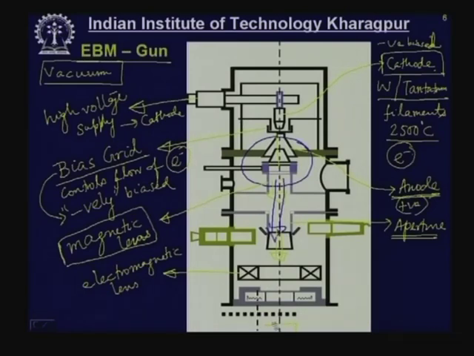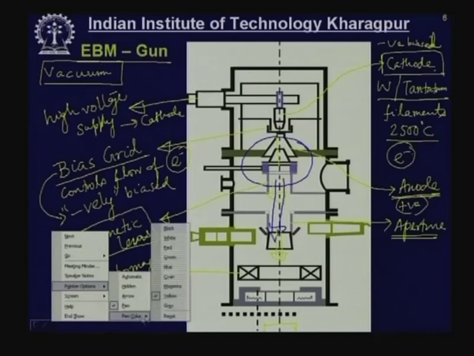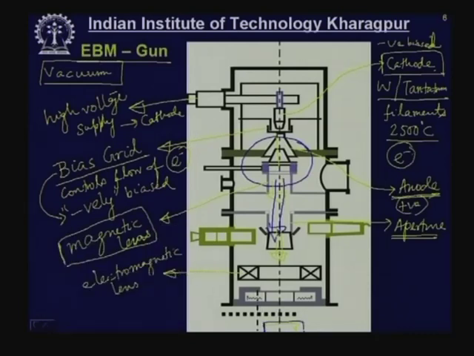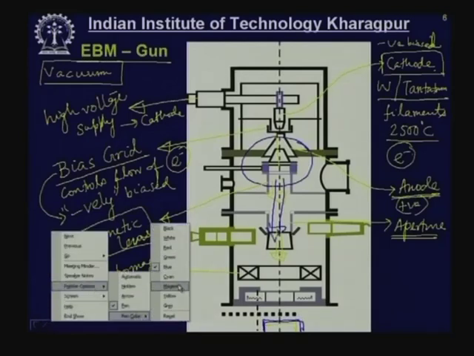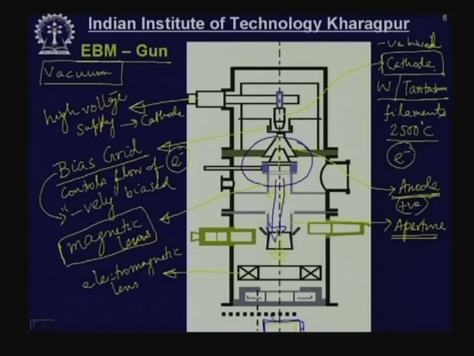Your workpiece would be somewhere here, which we will be explaining once again in a later slide. So, that electromagnetic lens would basically be concentrating or focusing the electron beam on the workpiece. This particular piece of small coil is known as deflector coils. These deflector coils can deflect the electron beam by a small amount, so that you can correct if you are not getting a proper hole shape.